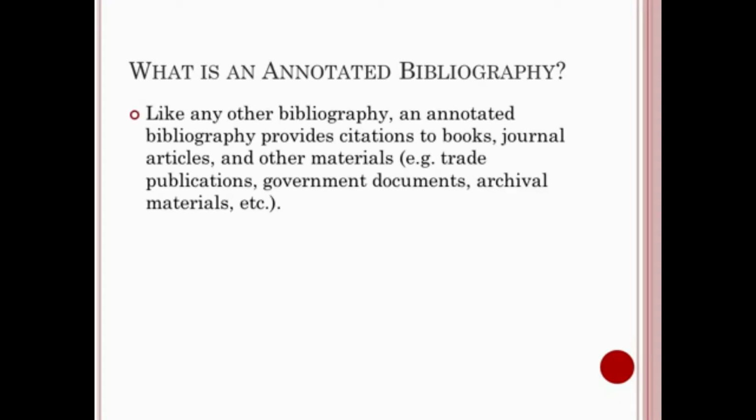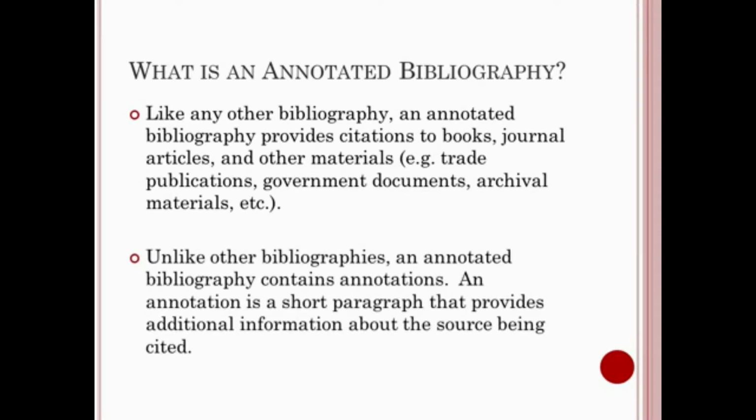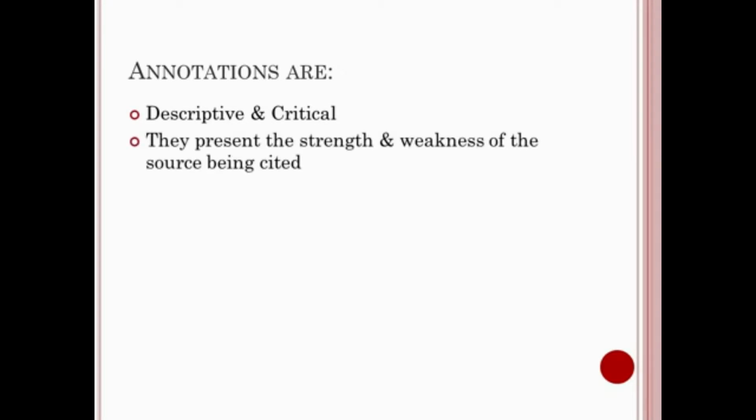Like any other bibliography, an annotated bibliography provides citations to books, journal articles, and other materials such as trade publications, government documents, archival materials, and so forth. However, unlike other bibliographies, an annotated bibliography contains annotations. An annotation is a short paragraph that provides additional information about the source being cited. These annotations are descriptive and critical.